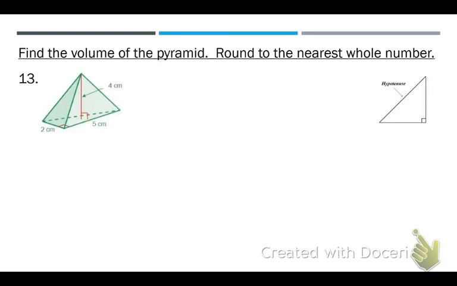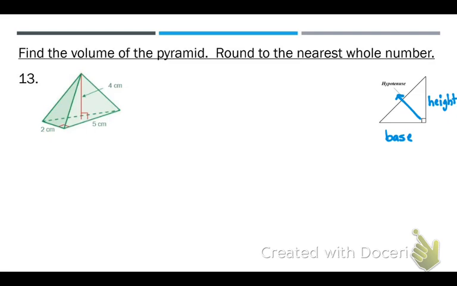The final problem of today, we're going to find the volume of the pyramid, round to the nearest whole number. One thing I want to remind you of, this thing right here is called a hypotenuse. The hypotenuse is always what is exactly opposite of that right angle. So whenever you see a right angle, this is going to be your base, and then this going up and down will be your height. But this part that is opposite over here is called the hypotenuse. A lot of people struggled with remembering that part of a triangle.